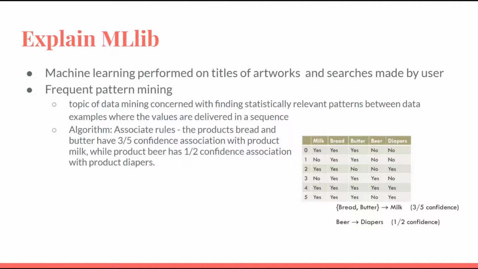For our advanced analytics performed on our data, we use the advanced analytics tool Spark MLib for machine learning. In one of our analyses, we use frequent pattern mining on the titles of the artworks to predict text. Frequent pattern mining finds statistically relevant patterns in a data sequence and enables us to predict the occurrence of a specific item based on the occurrence of other items in the transaction.